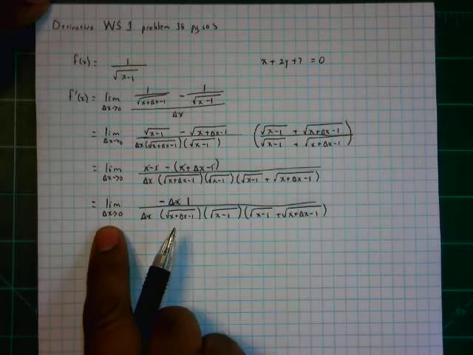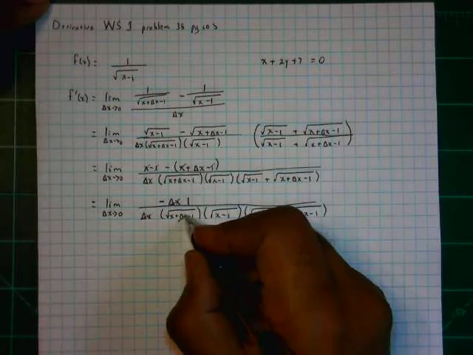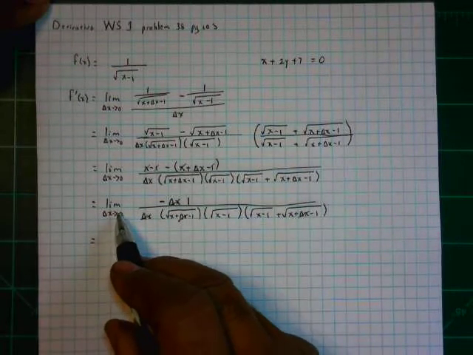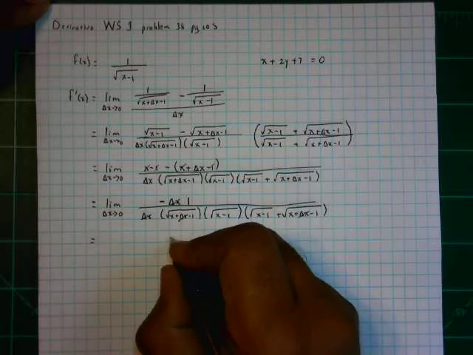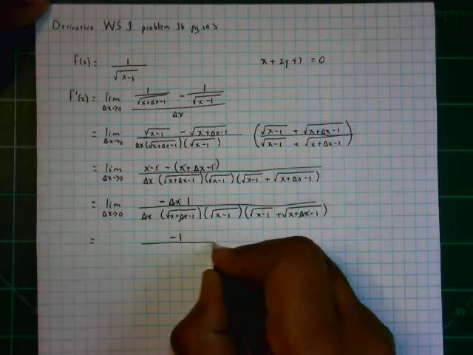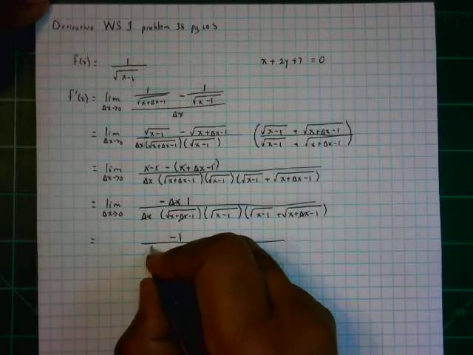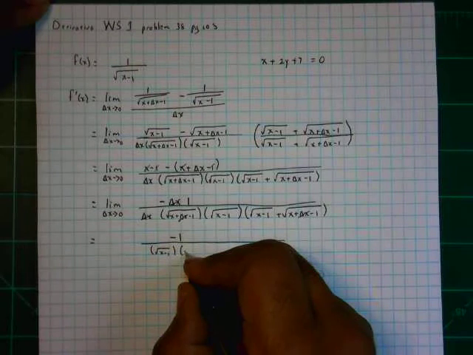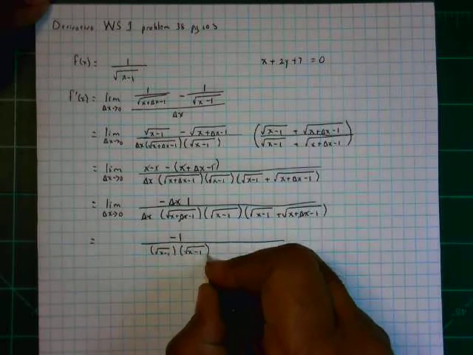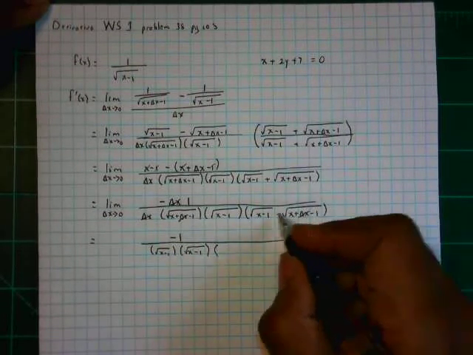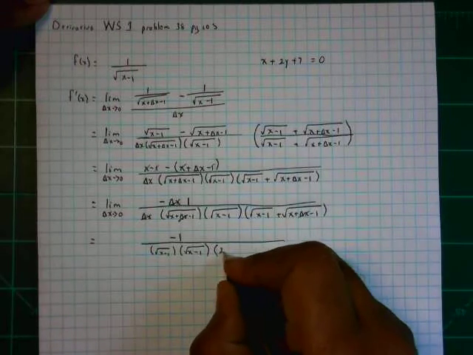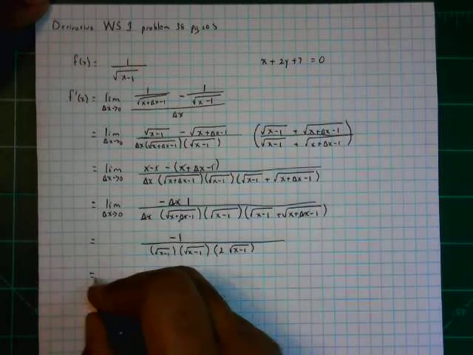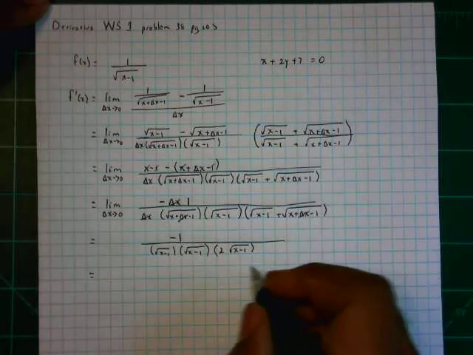Now let's take the limit at the same time. When delta x goes to 0, this disappears, and so does that. Now since I've taken my limit, I no longer have to write the limit as delta x goes to 0. This just becomes -1 over the square root of x minus 1 times the square root of x minus 1. And in here I've got 2 of these square roots of x minus 1, so this is 2 square roots of x minus 1. And that's looking a lot better. I can clean it up a little bit more.